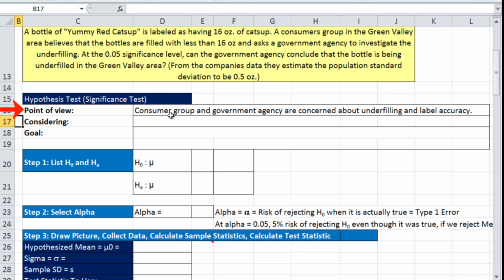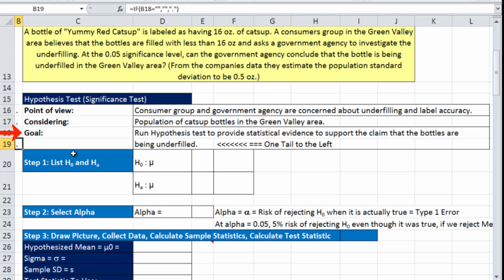All right, so the point of view. Well, we have a consumer group and a government agency, and they're concerned about underfilling and label accuracy. We are considering the population of ketchup bottles in the Green Valley area. Our goal is to run a hypothesis test to provide statistical evidence to support the claim that the bottles are being underfilled. That's the way we're going to set up the test to support whatever our conclusion is.